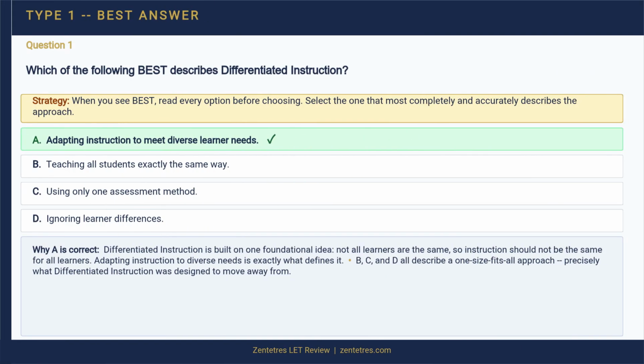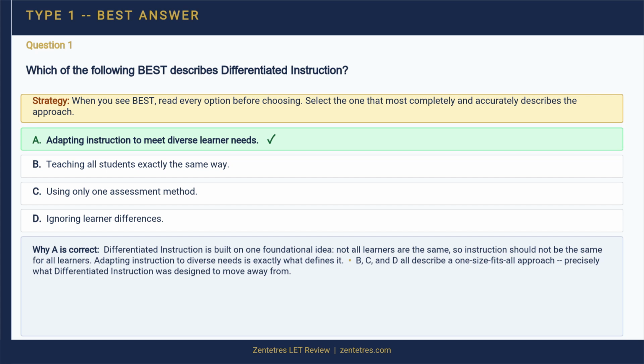Type 1. Best answer. Read all options before deciding. Ask yourself, which one captures the core idea of differentiated instruction most completely? A. Adapting instruction to meet diverse learner needs. This is the heart of it. Teachers observe that students are different, and they respond by adapting content, process, product, or environment.